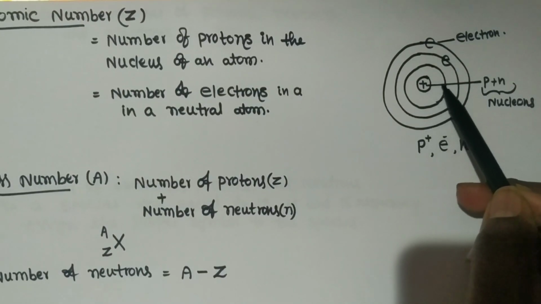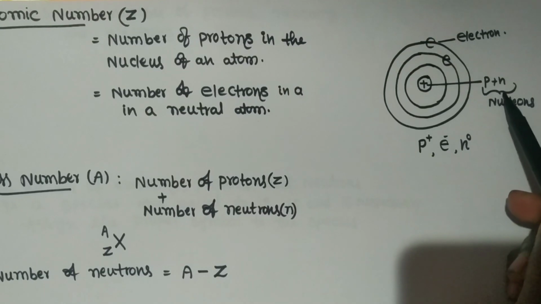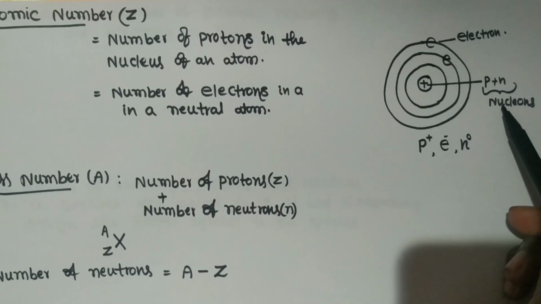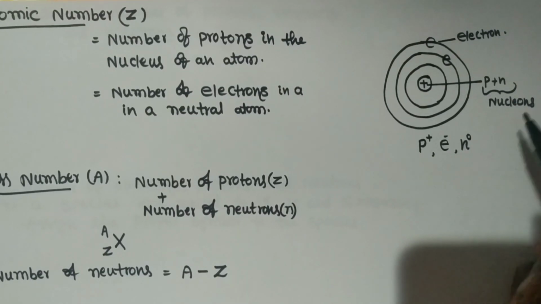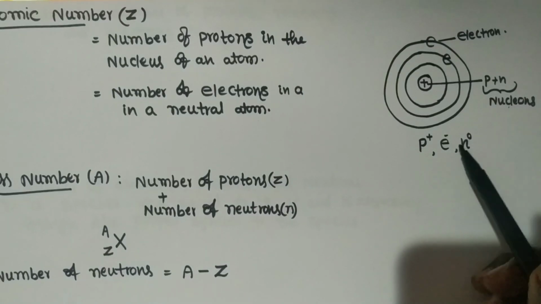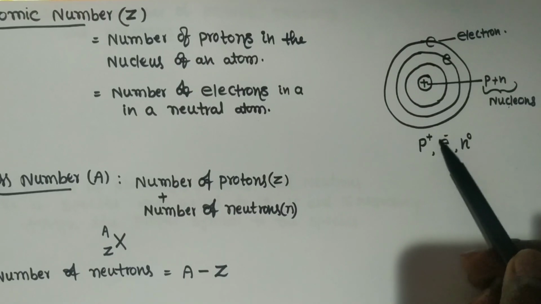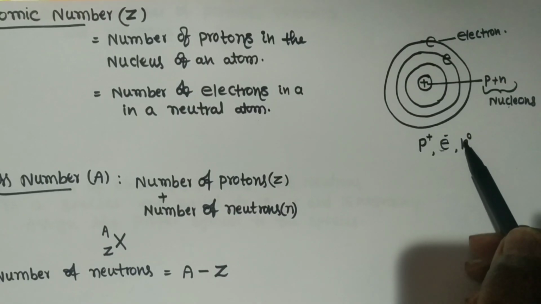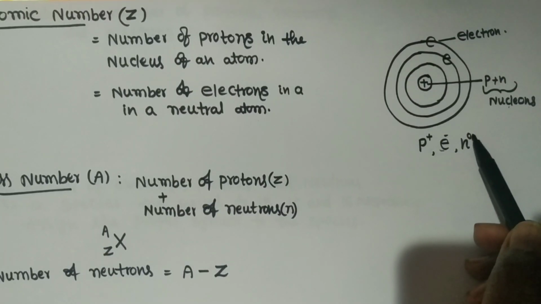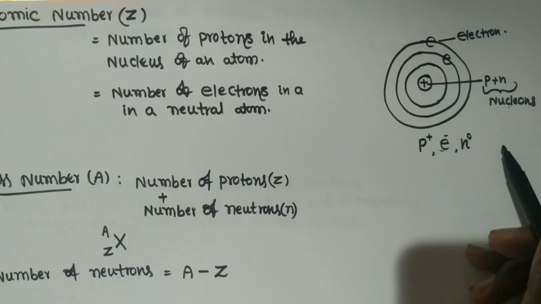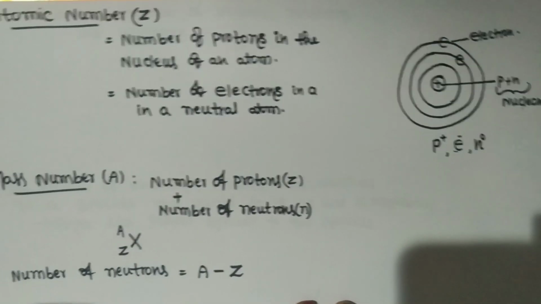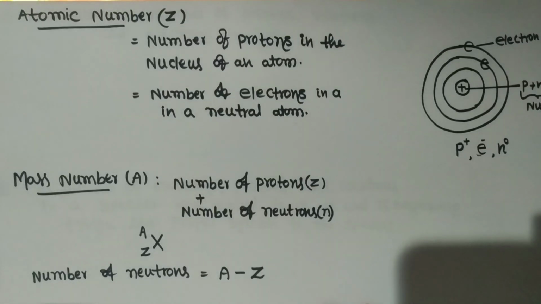Protons and neutrons combined, or collectively, are known as nucleons. Protons contain positive charge, electrons contain negative charge, and neutrons are neutral; they do not contain any charge. Now we will see atomic number.